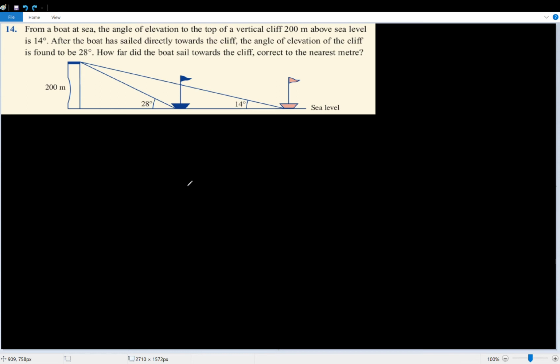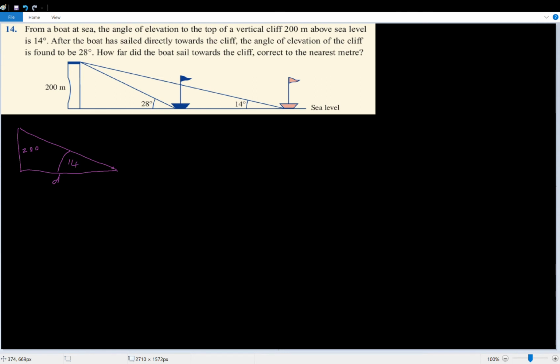In order to solve this question, we've got to break it down into two different triangles. So the first triangle we're going to do is from the initial point out at sea, where the boat is marked orange on the diagram, to the cliff. So we're going to have a diagram like this. We've got our cliff height over here of 200 meters. We've got our distance here to the cliff of d. And in here we've got an angle of 14 degrees.